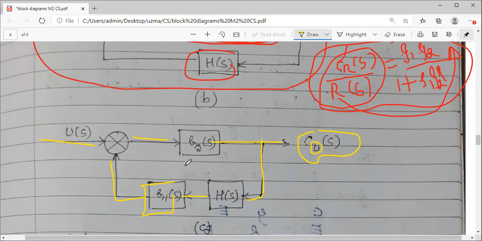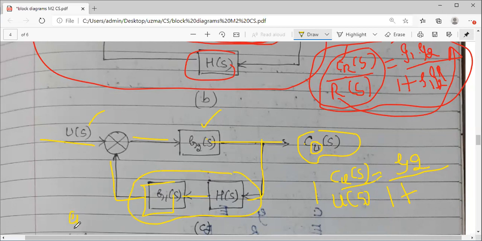So how can I write the transfer function for this? Transfer function is CU of S divided by the input U of S. The ratio is equal to the forward path gain, which is G2 of S, divided by 1 plus... since these two are connected in series, I should multiply them. So this overall feedback gain will be G1 into H.